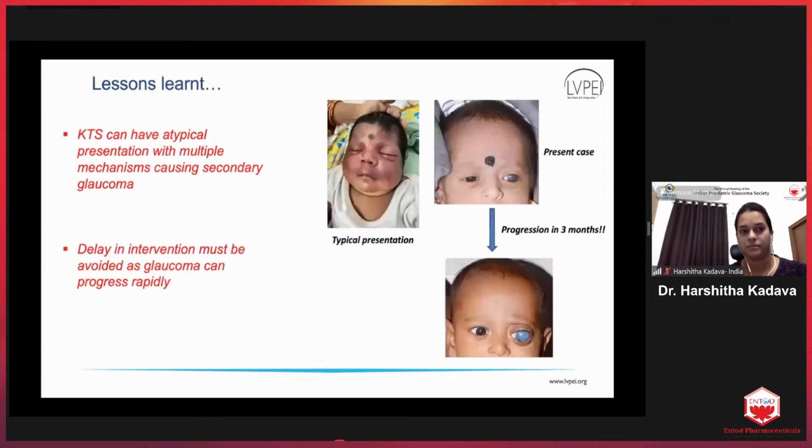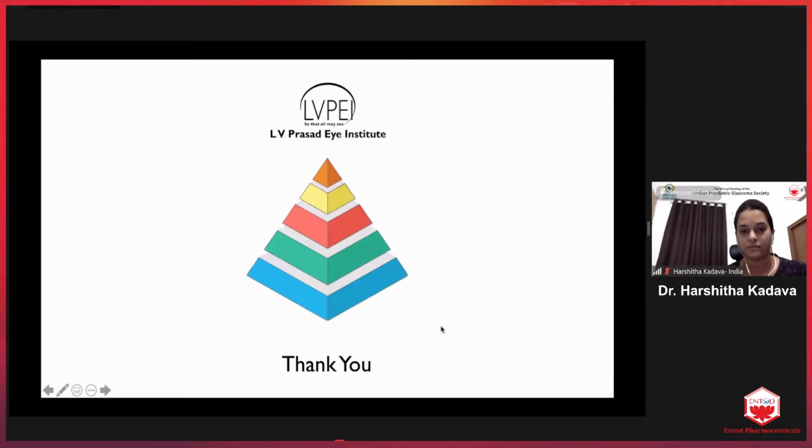So the two most important lessons learned from this case are that Klippel-Trenaunay syndrome can have an atypical presentation, that is without any facial hemangiomas and with pupillary block glaucoma, and delay in intervention must be avoided in such cases as glaucoma can progress very, very rapidly. Thank you.